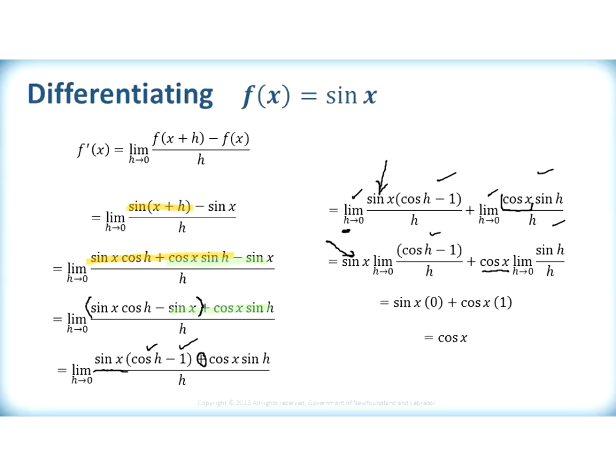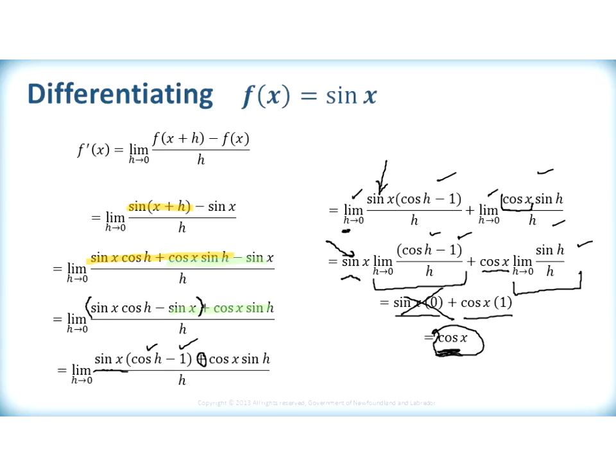So what we have now is sine x times a limit that we should recognize, plus cosine x times another limit that we should recognize. So this first limit we know should be equal to 0, so we have sine of x times 0. And the second limit is equal to 1, so we have cosine x times 1. So this first term will be equal to 0, we don't need it, and we just get cosine x. So an algebraic proof then of the derivative of sine x tells us it should be equal to cosine x.